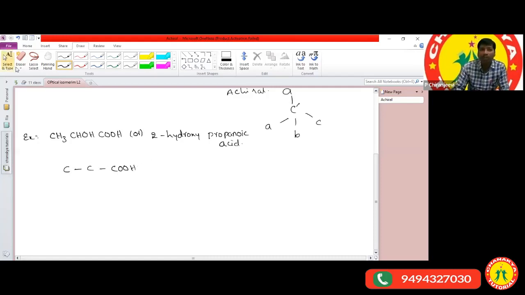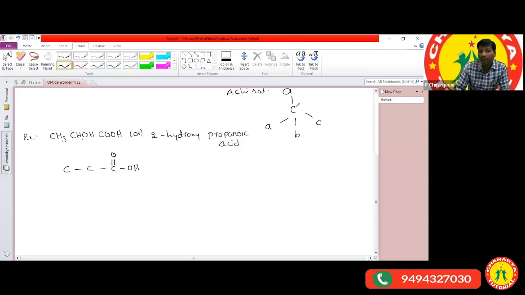COOH. Okay, so if you write the complete representation, this we can also write in the form of C double bond O bond OH. So each carbon is having tetravalence. Now this carbon is having 4 bonds. Now the tetravalence is satisfied.